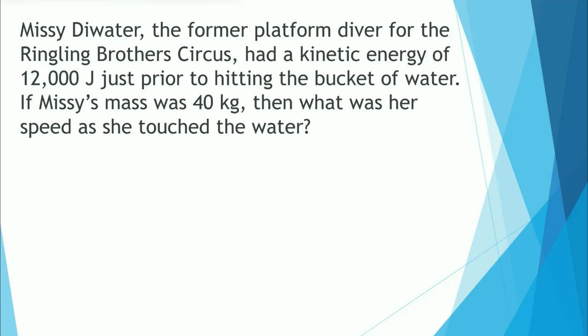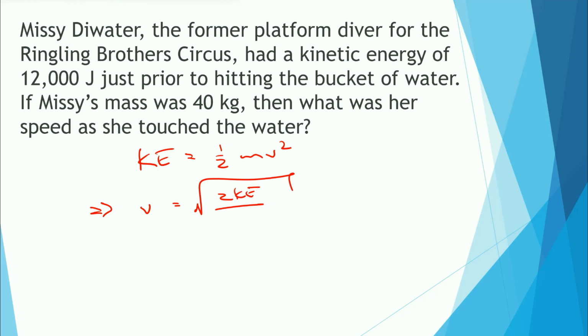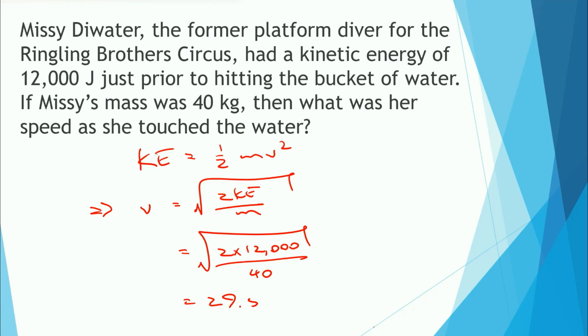What was her speed? Okay, so we're looking for velocity. We're given kinetic energy, so we can jump straight into our kinetic energy equation. But then, of course, we have to rearrange this equation because we're not looking for the energy, we're looking for the velocity. So we rearrange this to say velocity is equal to the square root of 2 times the kinetic energy over the mass, which is equal to the square root of 2 times 12,000 that the question gave us, and the mass is 40. And then we reach for our calculator and we come out at 29.5. It's velocity, so the units are meters per second.